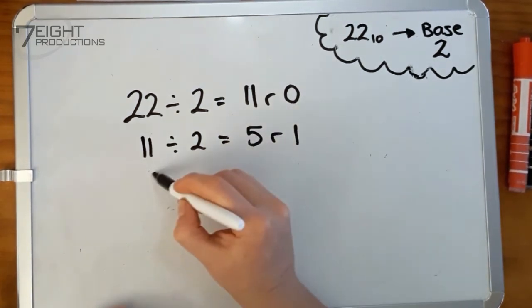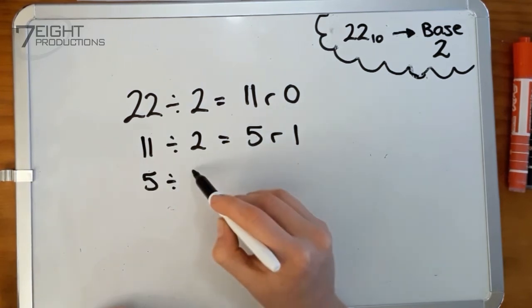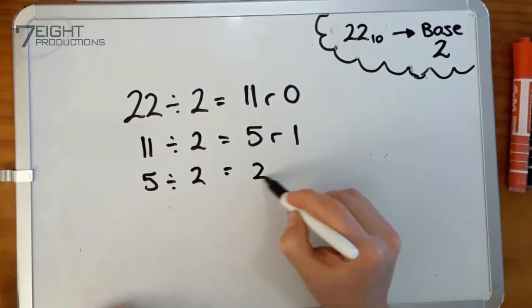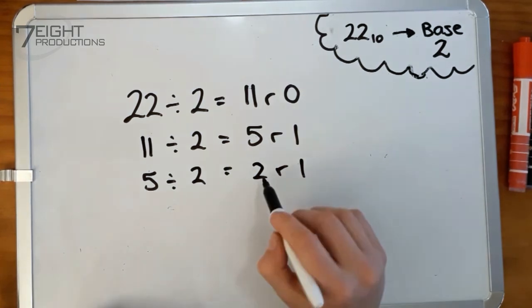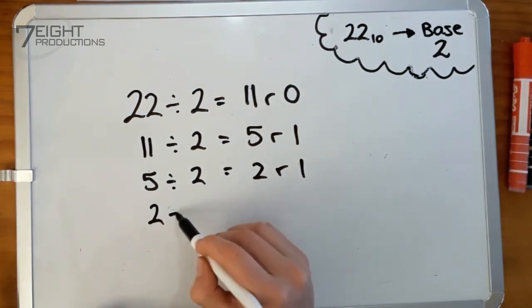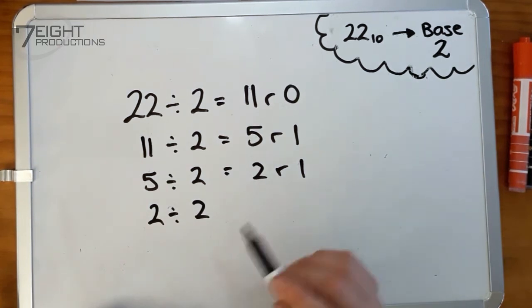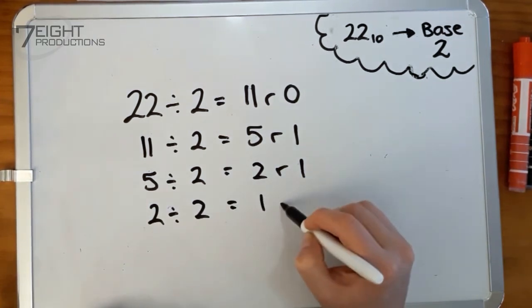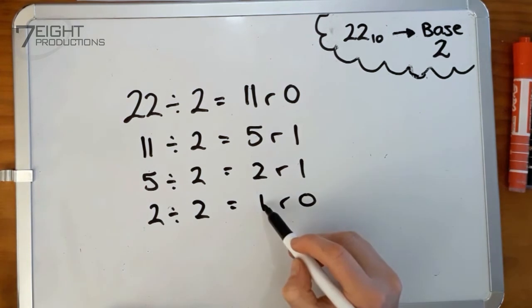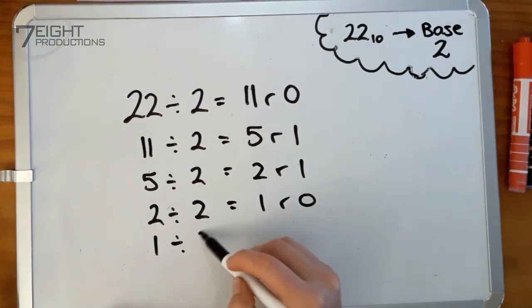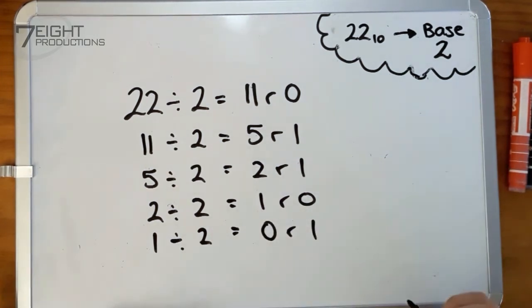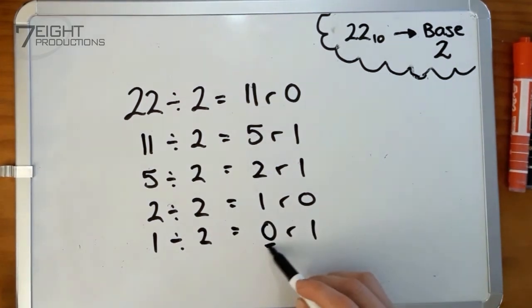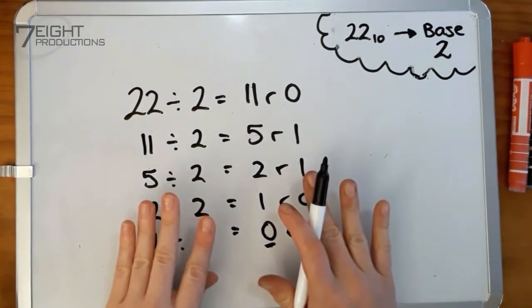We take the 5, we divide it by 2, and we get 2, remainder 1. We take this 2 and we divide it by 2, and that equals 1, remainder 0. Take the 1, divide it by 2, and it equals 0, remainder 1. Yep, and you've seen it. We've reached 0 in our whole numbers, so we're going to stop there.